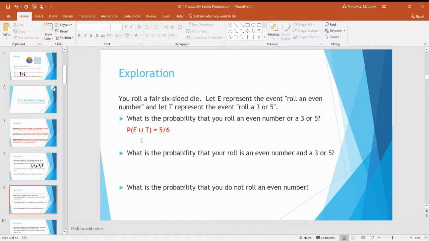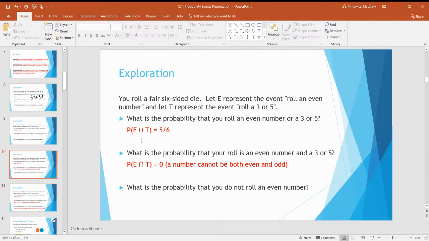Now the second question says, what's the probability you roll an even number and a 3 or 5? So both have to happen at the same time. Now some of you are scratching your head and saying, well, that doesn't make any sense. And that's exactly right. Can't happen. So the probability of the intersection of them both happening at the same time is 0. We're going to learn that these two are called mutually exclusive events. Okay, they don't happen together. Can't be both even and odd. Can't be a 3 that's even. There are no even 3s, and there are no even 5s. So sometimes something can't happen.